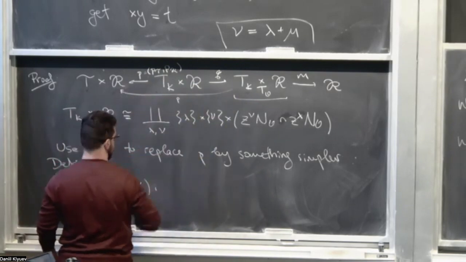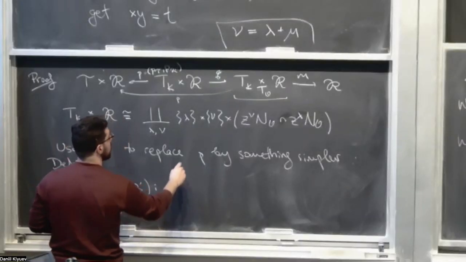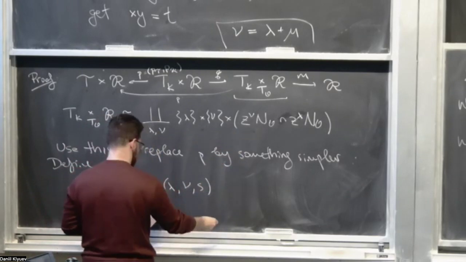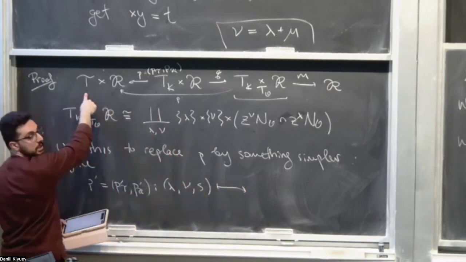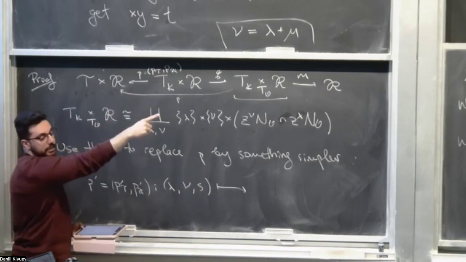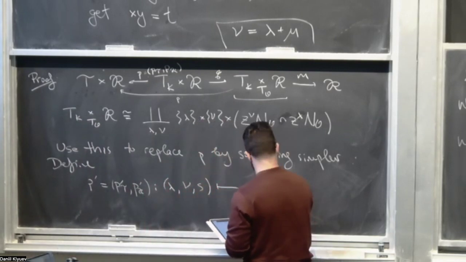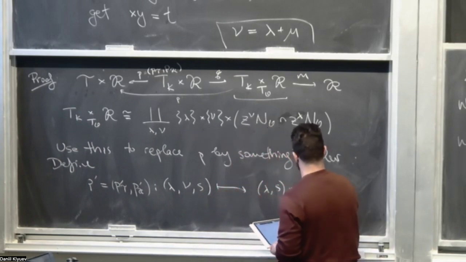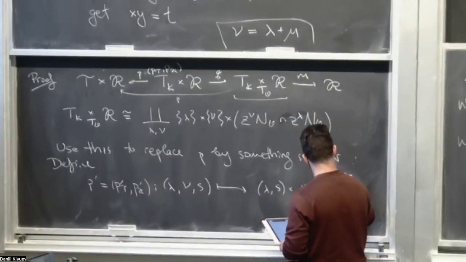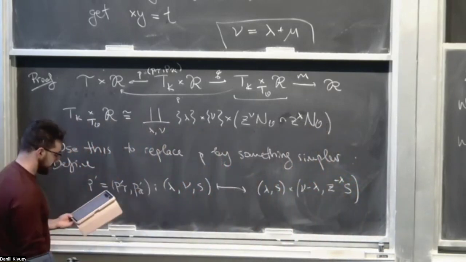This will be P prime. Start with something here, which is a lambda nu and a section. And then map it to something here, which is something in T and something in R, which needs to be a cocharacter and a section according to that decomposition. Well, we have one cocharacter, which is this one, and one section, which is this one, and then another cocharacter, which we want to be mu. So I'm going to write nu minus lambda. And the section should be this one for reasons that mean that this works.